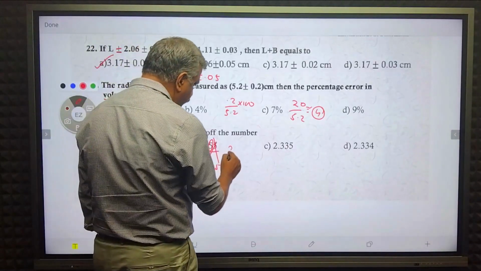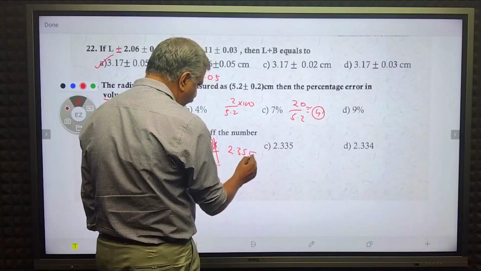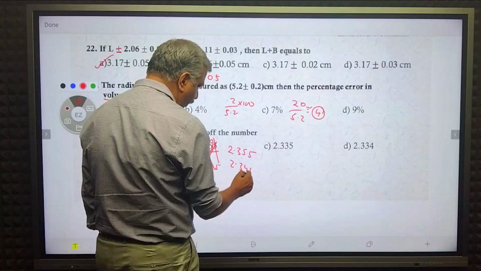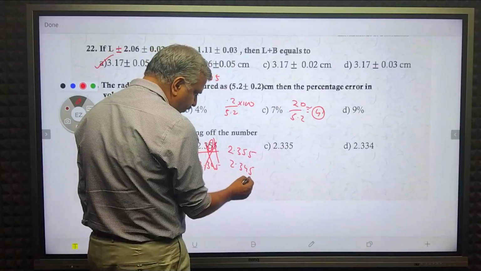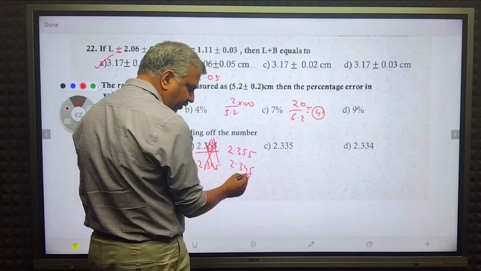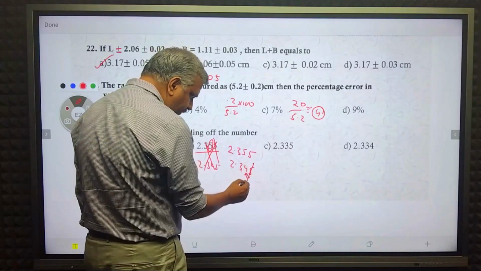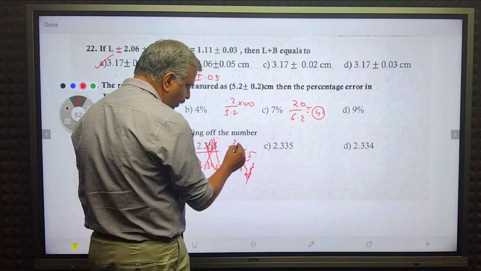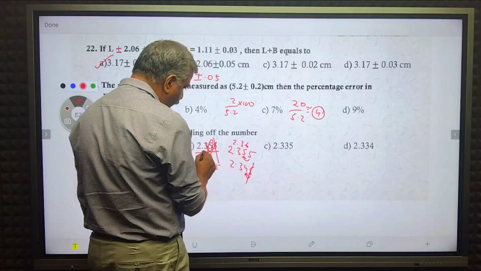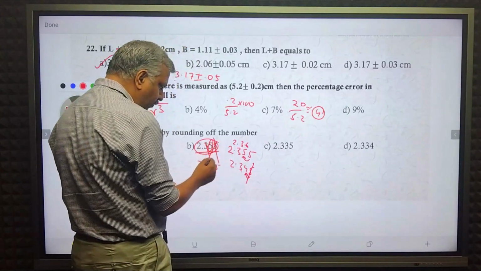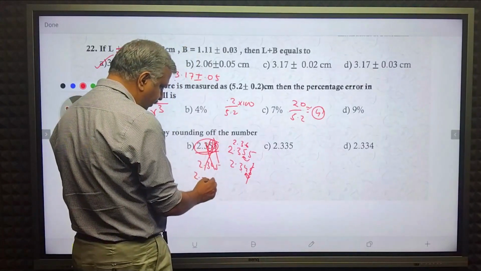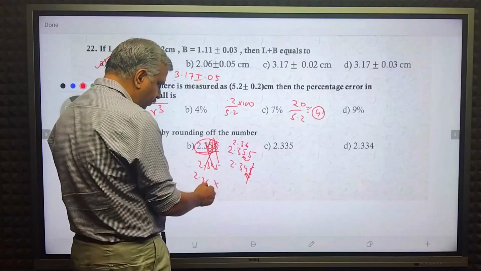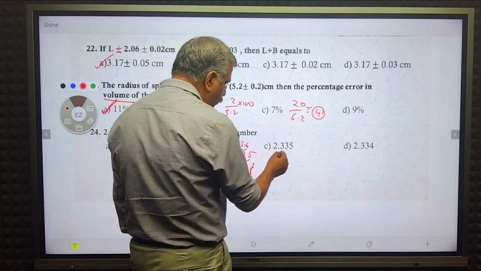See, suppose I have 2.355 and 2.345. Now when you want to round it, this number is preceded by an even number. When it is preceded by an even number, you just drop the 5. When it is preceded by an odd number, you make it 2.36. So if this 2.355 was rounded, it would have been 2.36. So that is not what we have. So that is not going to be the answer.